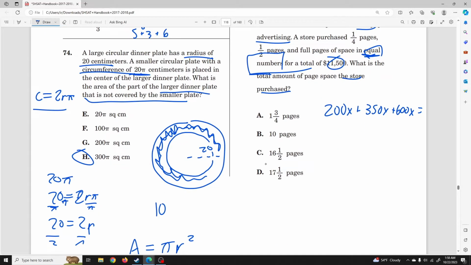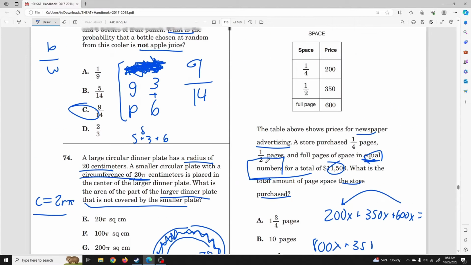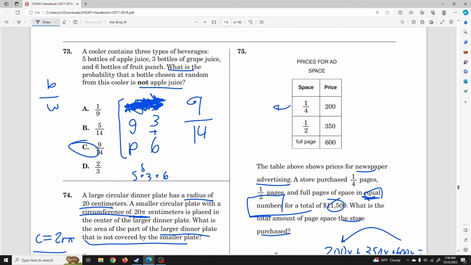So let's just add these numbers together. 600 plus 200 is 800x plus 350 is equal to 1150x, right? And this is equal to 11500. So we know that x is equal to 10. So they bought the 1/4 10 times, they bought the 1/2 10 times, and they bought the full page 10 times, right? Now they're asking us what is the total amount of page space, right?